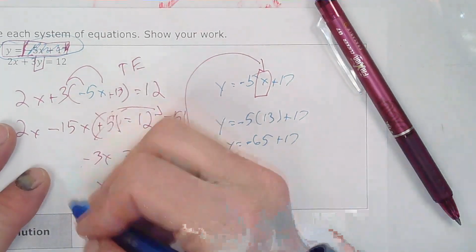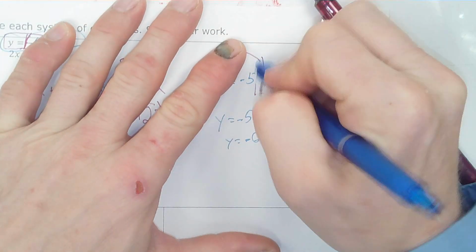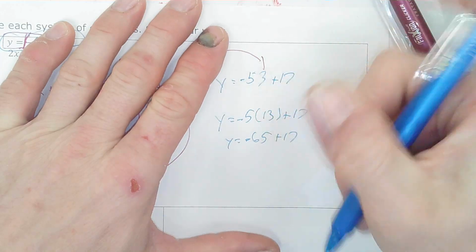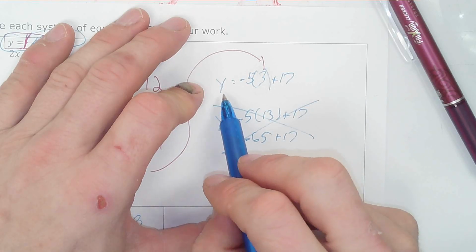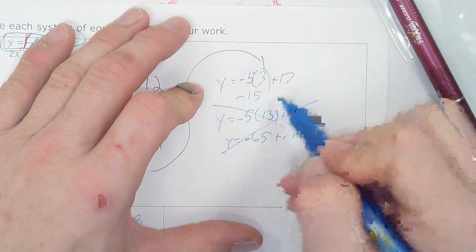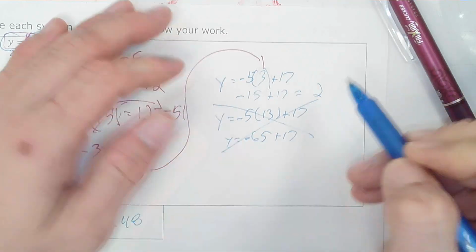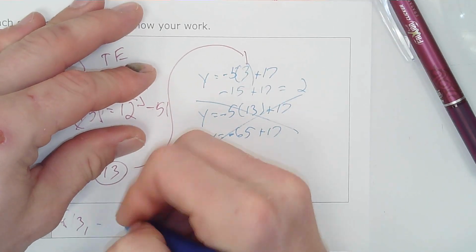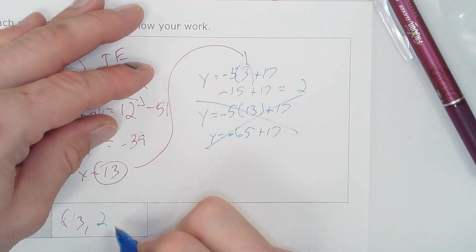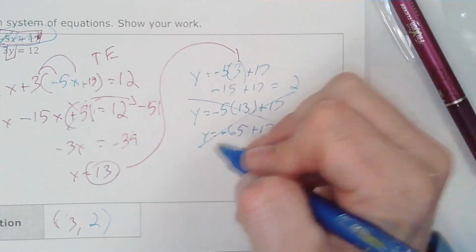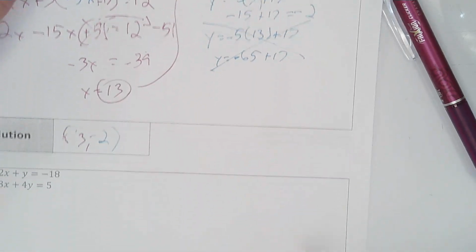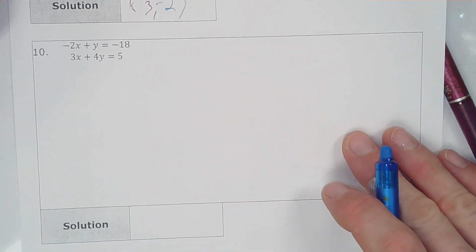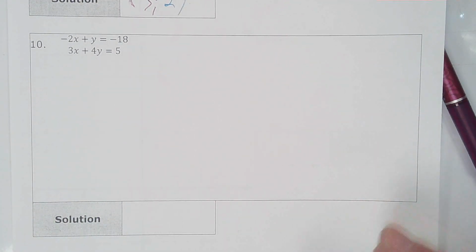Oh wait, not 13, it should be 3. 5 times 3. This is wrong. Some transcription errors here. Sorry about that. So this is negative 15 plus 17 equals 2. Sorry about that. Equals 2. So it's 3 and negative 2. Okay? All right, moving on to this one. Here I have 2 in standard form.